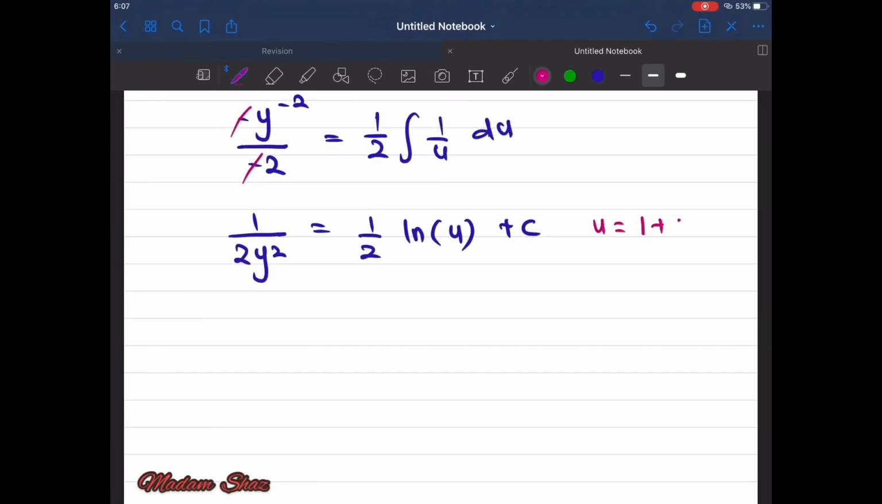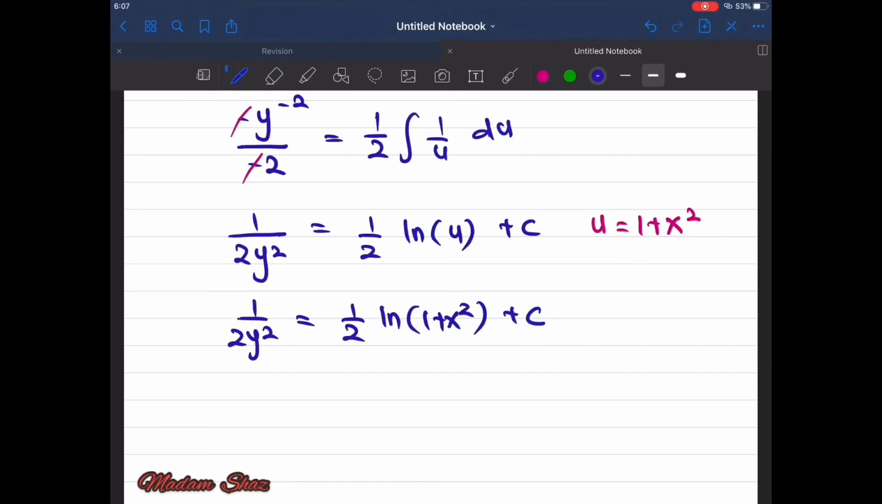Okay, so from the above, we let u equal 1 plus x squared. So you have to substitute this u back into the position of ln u. 1 over 2y squared is equal to 1 over 2 ln(1 plus x squared) plus c. So this is the general solution.